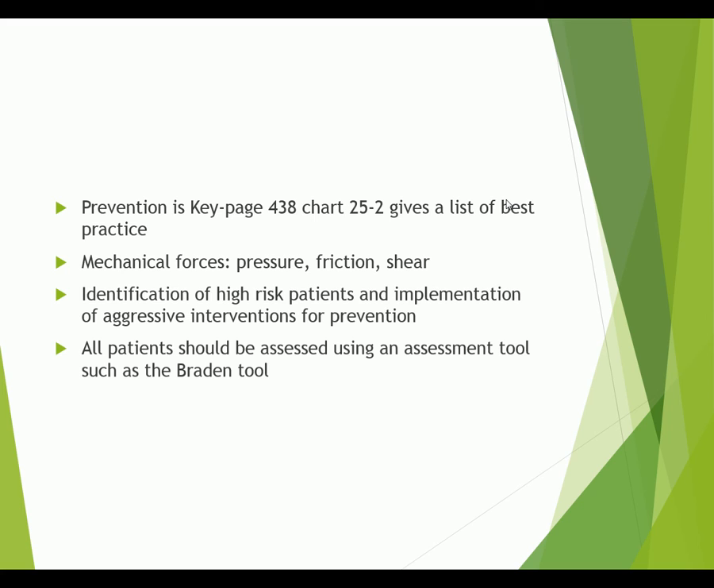In our prevention, there's a big list on page 438 that gives a list of your best practices, and it's a really good thing to look at. Things that cause it, mechanical forces, are going to be your pressure, your friction, your shear. The biggest thing we can do is to make sure that we identify all these high-risk patients. Once we identify those patients, we need to be real aggressive in what we do with them. Instead of just saying, oh, let's turn them every couple of hours, we need to be more involved than that. We need to be using pressure relieving tools, and whatever we need to do.